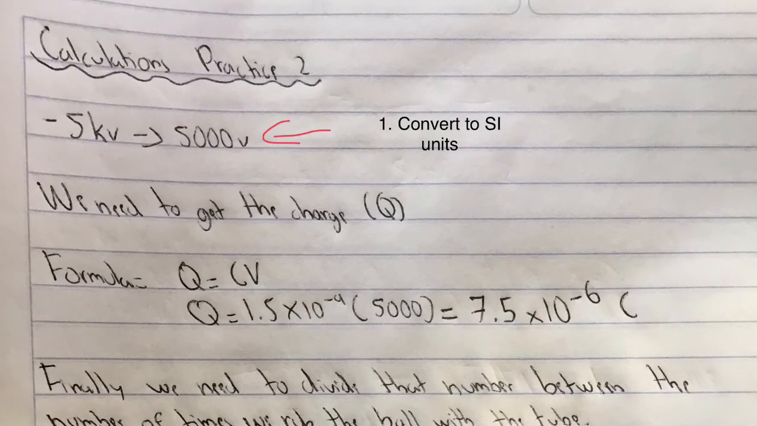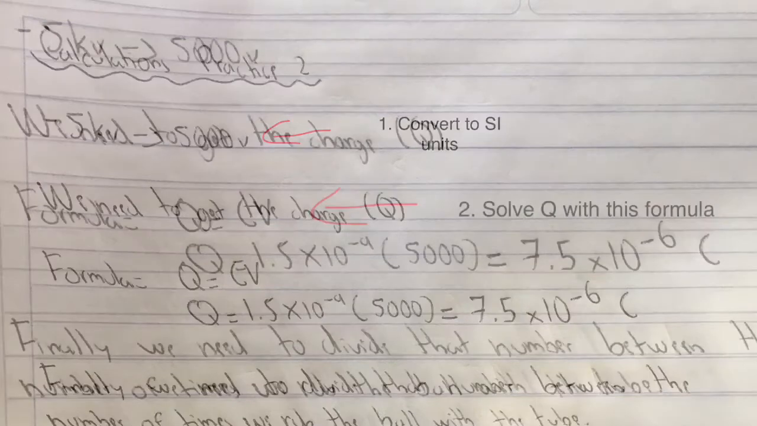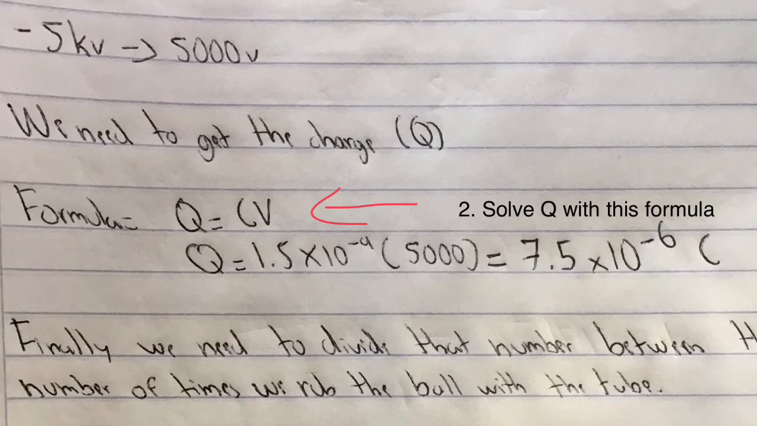Assuming that the discharge is of 5 kilowatts, what is the average charge per rub? Well, we have 5 kilowatts that we need to convert into SI units. So, converting that, it gives us 5000 watts. Now we need to get the charge, that is Q. With this formula, Q equals 2C times V. Our C is already converted into SI units, that is 1.5 times 10 to the minus 9. All that times 5000. That gives us 7.5 times 10 to the minus 6 coulombs.